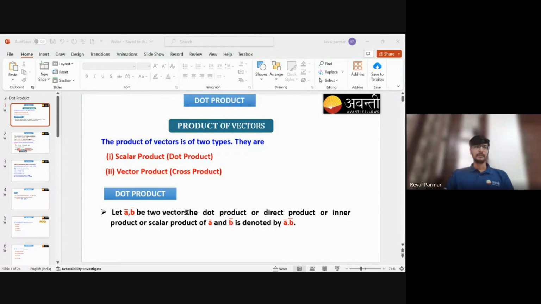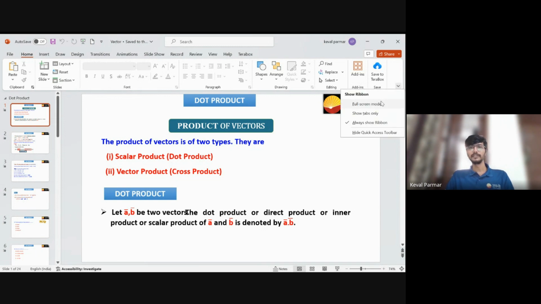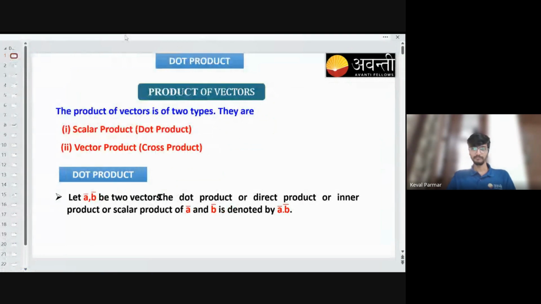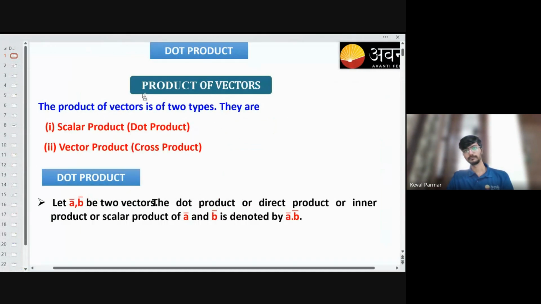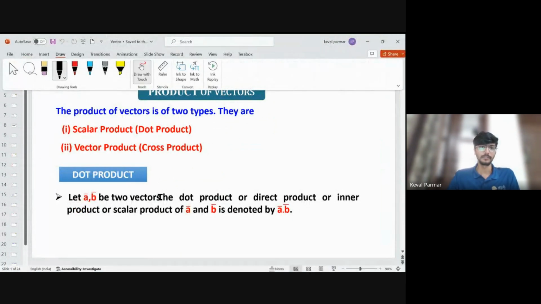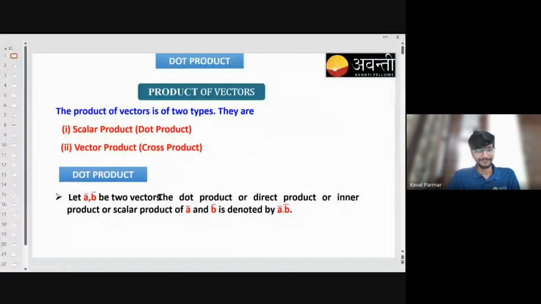Okay, let's start. So, what is it that we are going to do today? It is vectors. And vectors may be what? Dot product. Correct? So, we'll go through the theory first and then we'll move on to the questions. Correct, guys? Let's see. So, dot product.